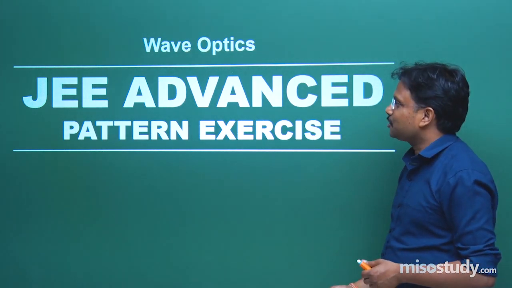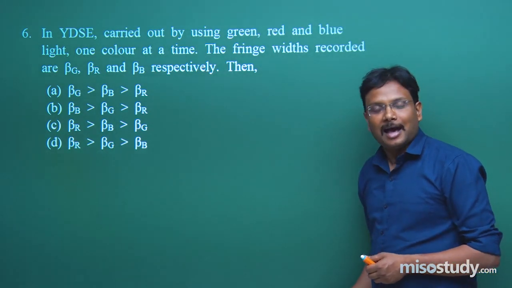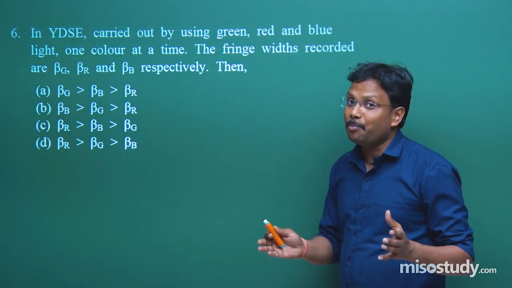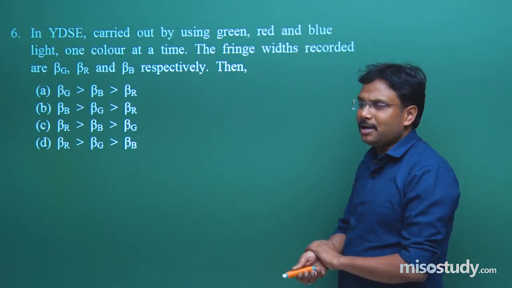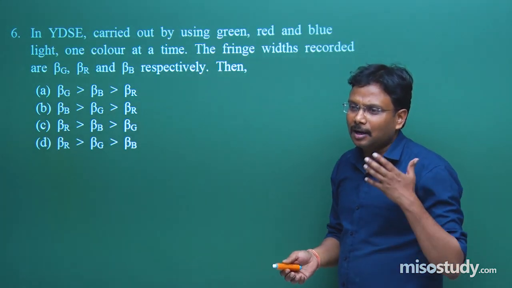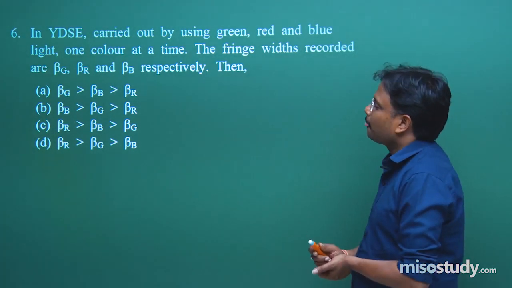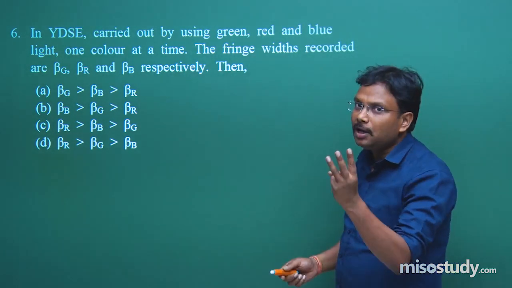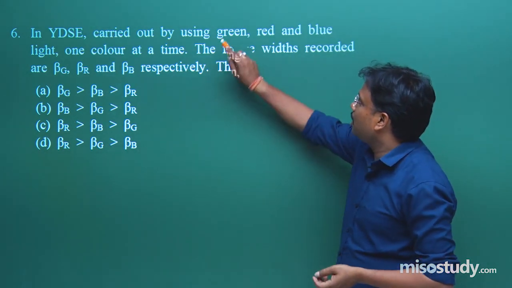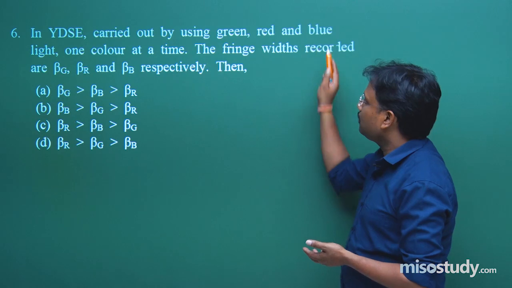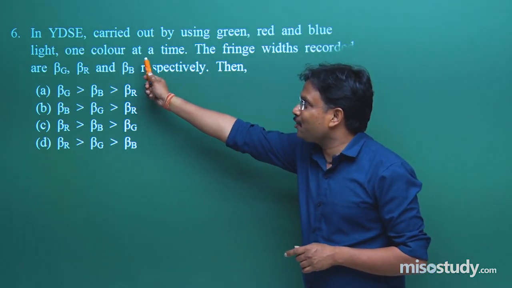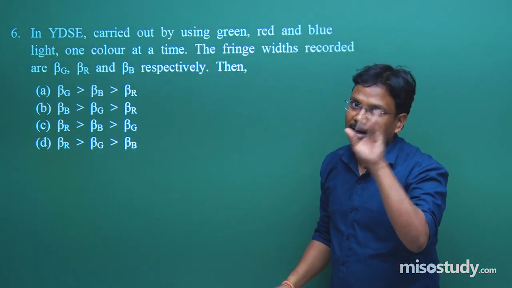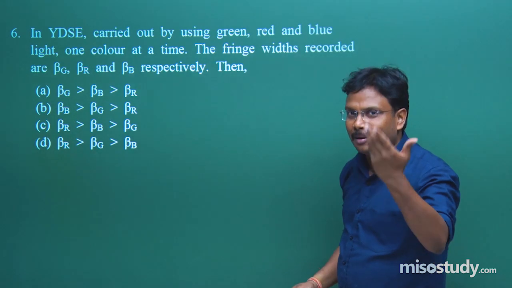Here comes your first question. As you know, in wave optics, Young's double slit experiment is one of the very important fundamental experiments. That is why I thought to devote a good amount of discussion time to this experiment. So, in Young's double slit experiment, YDSE, carried out by using 3 different colors: green, red, and blue. Very specifically, just to avoid any confusion, one color at one time. It is not that all the colors are used simultaneously.